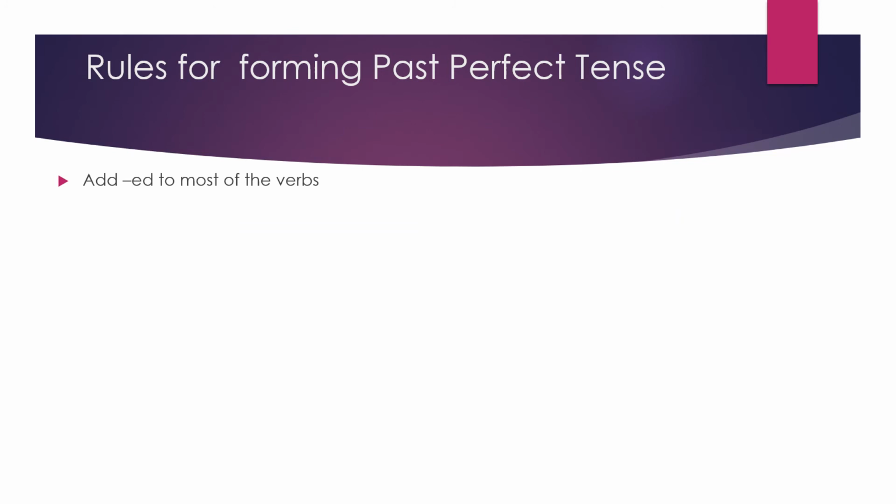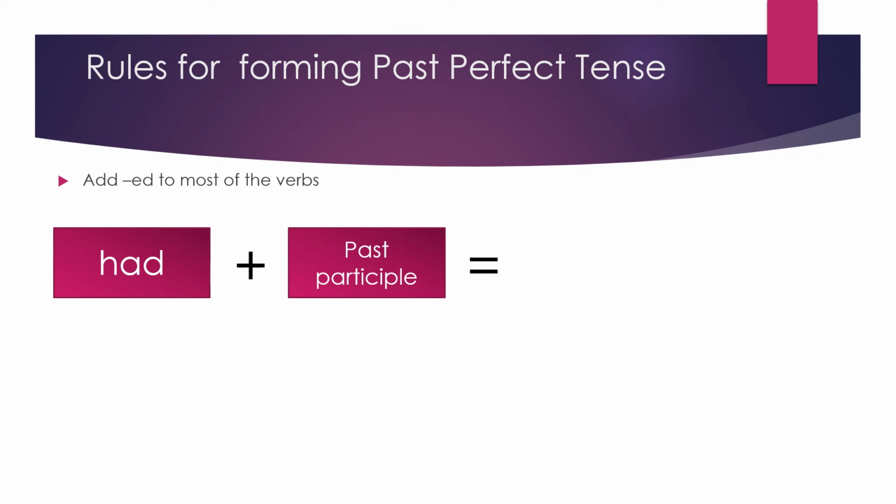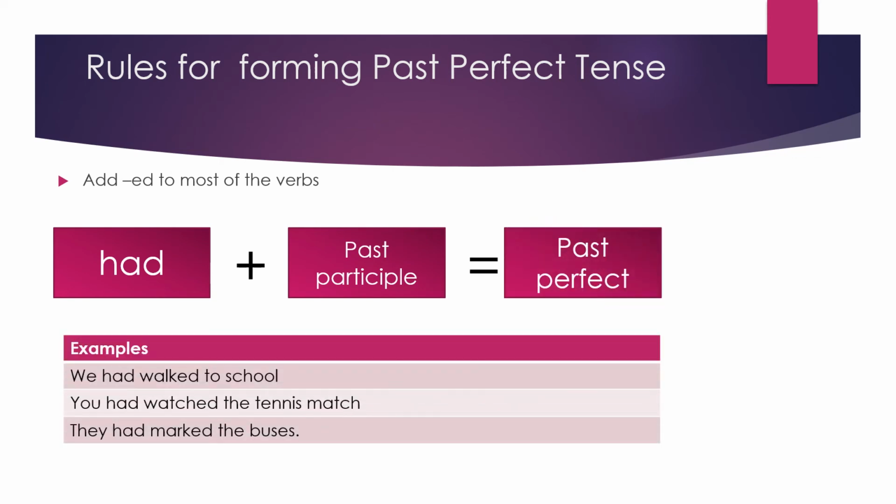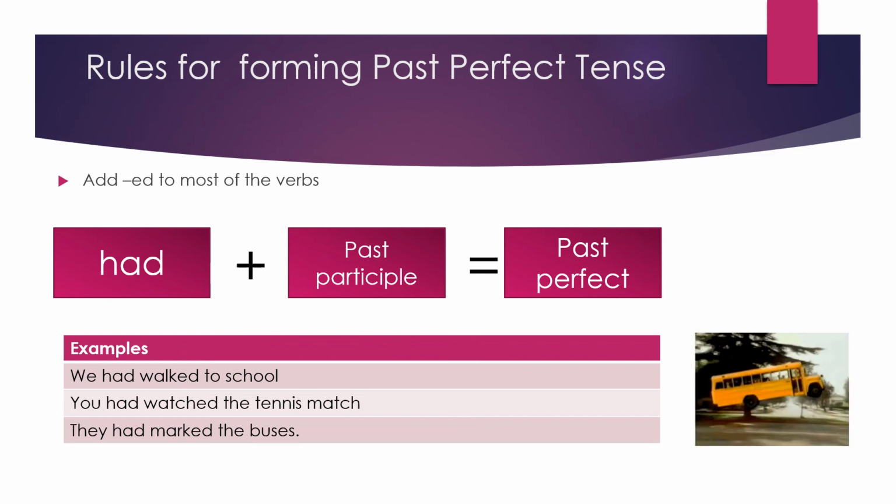To form the past perfect tense, we use the past tense of the verb to have, which is had, and add the past participle of the main verb. That is subject plus had plus past participle, which will give us the past perfect tense. The examples: we had walked to school. They had watched the tennis match. They had marked the buses.